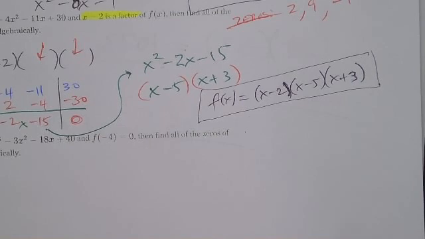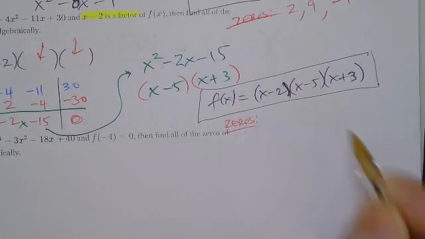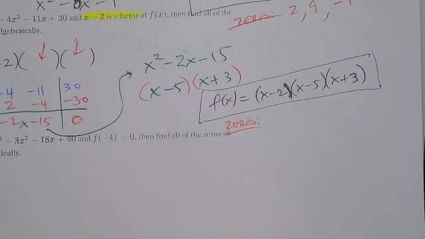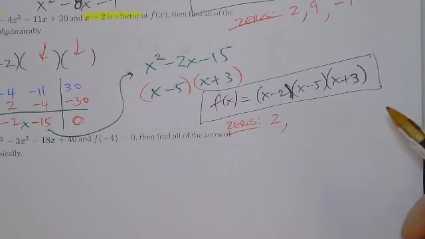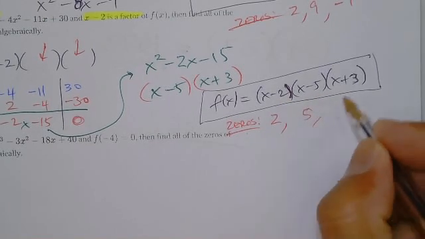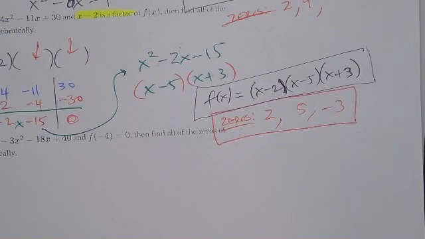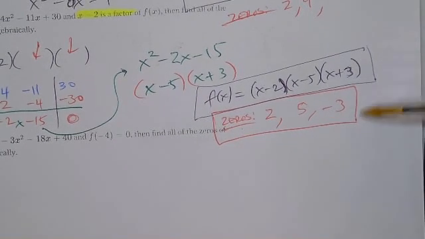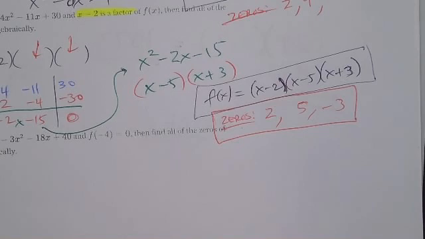This is not the answer, but you need to have this to find what? The zeros, right? After that, it's so easy to identify the zeros. If I have this in factored form, I can get the zeros easily. X minus 2 is going to be 0, so 2, the opposite, right? Positive 2. Then positive 5, and then negative 3. This is the answer. That's the zeros. That's what it's asking for.